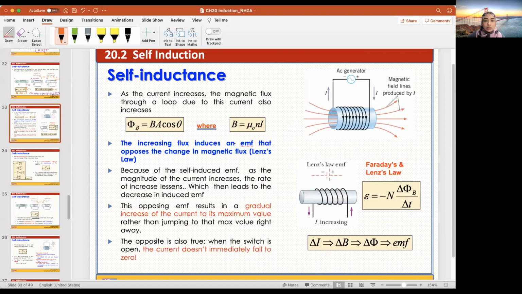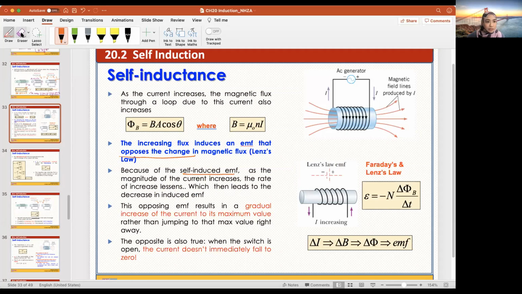So the increasing flux induces an EMF that opposes the change in magnetic flux. So we saw this, the opposing change. When the I was increasing, we wanted to decrease it, and the induced EMF is reversed. When it was decreasing, we wanted to increase it. The induced EMF will oppose this. So it depends on the situation. Because of the self-induced EMF, as the magnitude of the current increases, the rate of increase lessens, which then leads to a decrease in induced EMF.